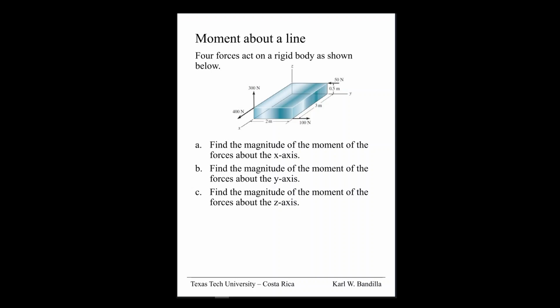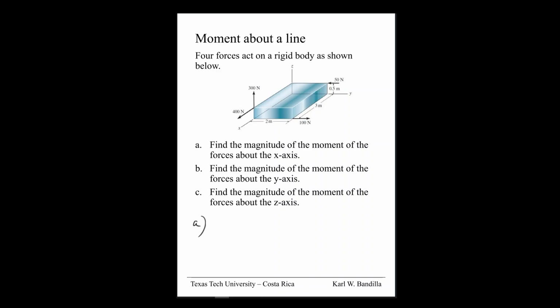This is a problem of a force that's creating a moment about a line. And we have these four forces acting on what looks like a big glass block. And we get their directions. And now the first question is, find the magnitude of the moment of the forces about the x-axis and the y and the z-axis. All right, about the x-axis, let's see.